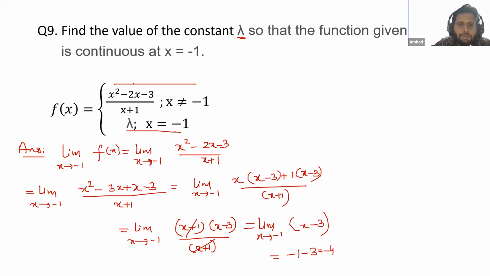Okay, Nabil, it is clear? Yes, sir. Okay, then please note down this and confirm me. So you just need to equate the lambda with -4. Sir, I factorized it wrong. Okay. Please confirm me once it is done so that we can start the next question. Finished, sir. Okay, great.